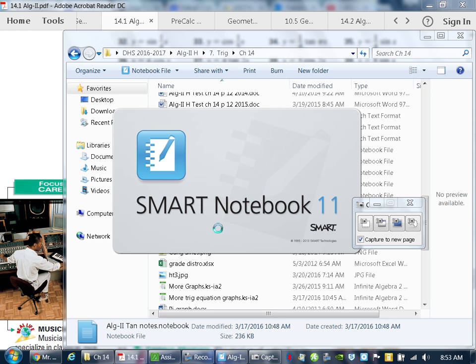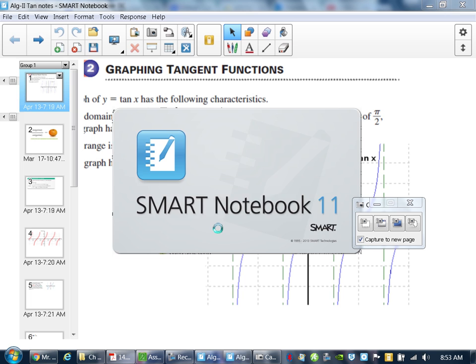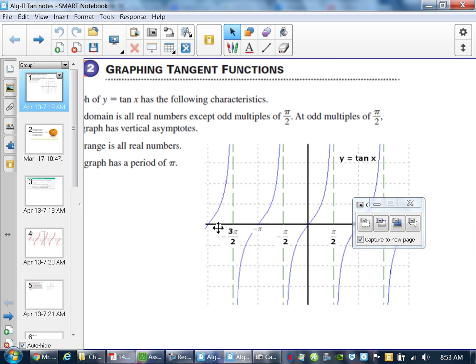So let's look at tangents. Tangents are the oddballs in the group when it comes down to graphing. They still have their own rules, but what happens with tangents is that, as you guys remember, tangent has asymptotes because at 90 degrees and at 270, or better yet, at pi over 2 and 3 pi over 2, tangent is an undefined value.